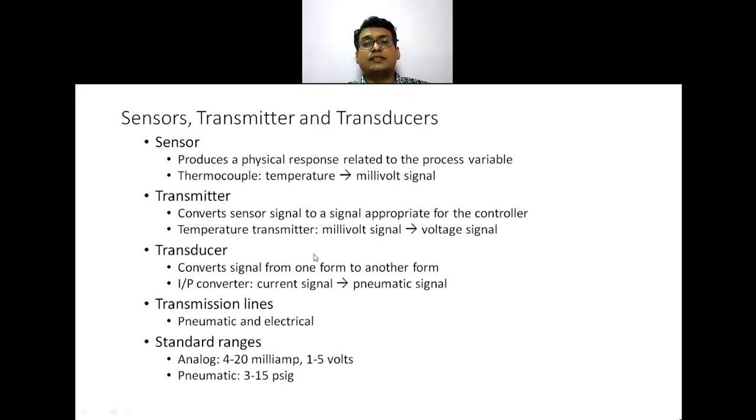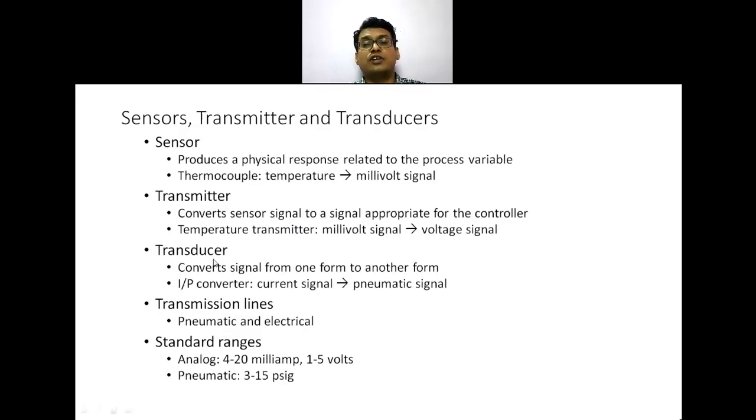So these sensors, depending on the type of the sensor, produce the voltage or the current. Then that is going to a transmitter. Then for this transmitter, there are transmission lines, pneumatic transmitters or electrical transmitters. In the case of pneumatic transmitters, pneumatic is your air operated or fluid operated, and the electrical transmitters are there. Then there are transducers.